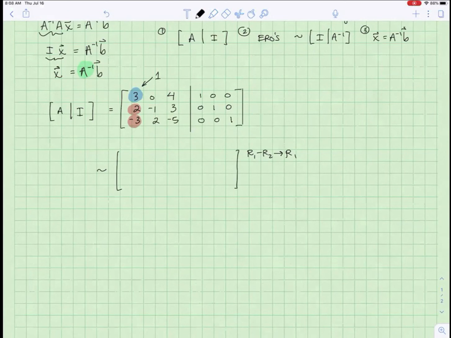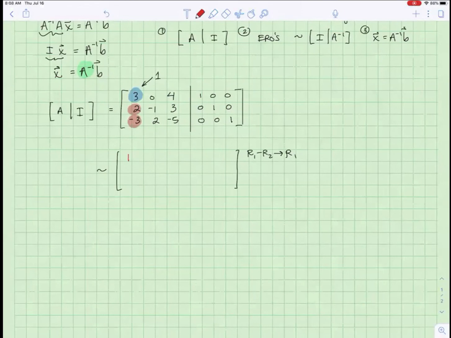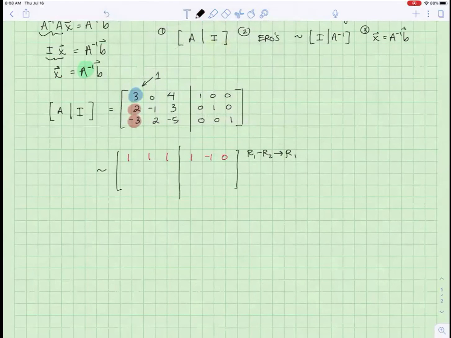So 3 minus 2 is 1. 0 minus -1 is also 1. 4 minus 3 is 1. 1 minus 0 is 1. 0 minus 1 is -1, and 0 minus 0 is 0. And that is the result I get from that operation. Hopefully we're practiced enough that I don't necessarily have to write out that one. That one's not too overly difficult.